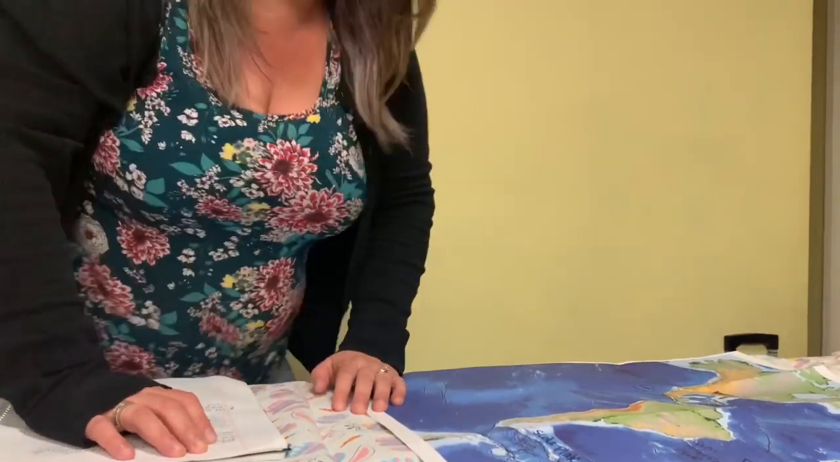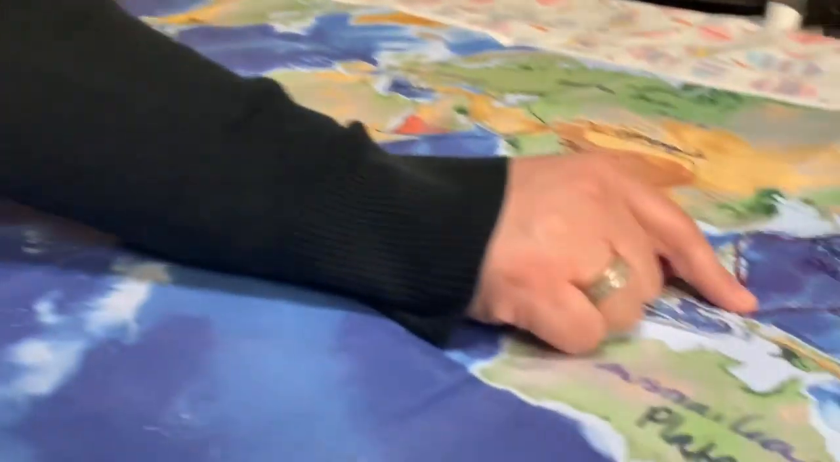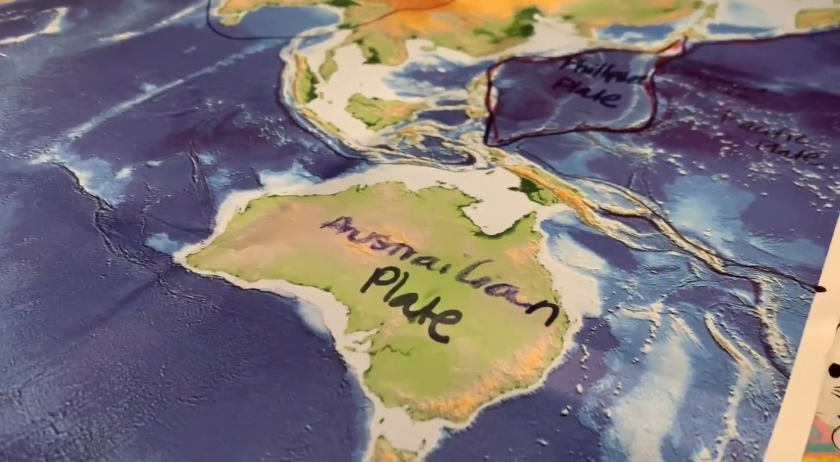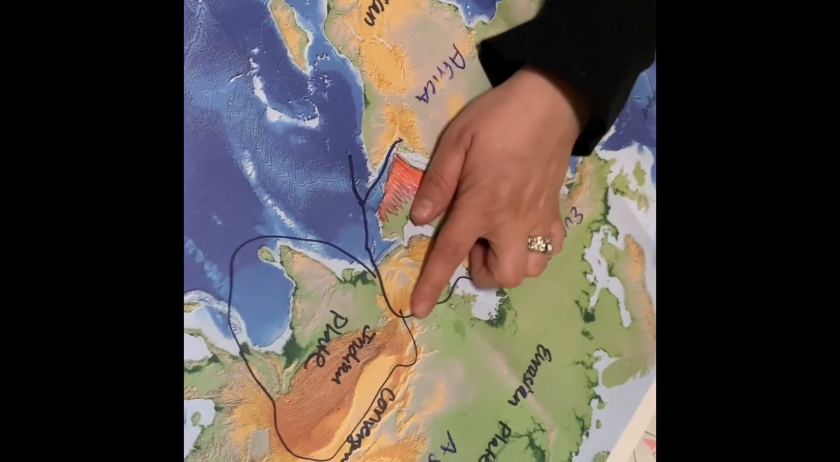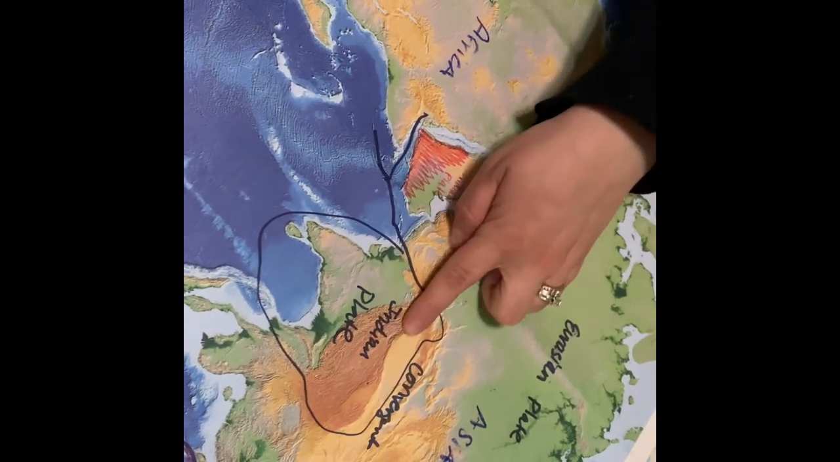Now the next one that they requested we look for is a convergent boundary. And the first one is between the Philippine plate and the Pacific plate, as you can see there. And that led to crustal deformation. And the second convergent boundary is between the Indian plate and the Eurasian plate. And you can see here that there's crustal deformation as well.